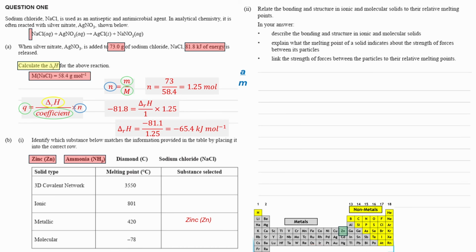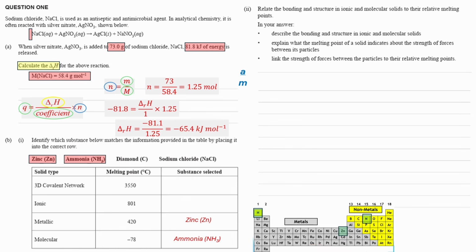Let's look at the next one, ammonia. So ammonia is made up of nitrogen and hydrogen, and you can see that nitrogen is a non-metal and hydrogen is a non-metal. Now, because this substance is made up of only non-metals, and it's not carbon or silicon dioxide, then it must be a molecular substance. There it is, a molecular substance down here.